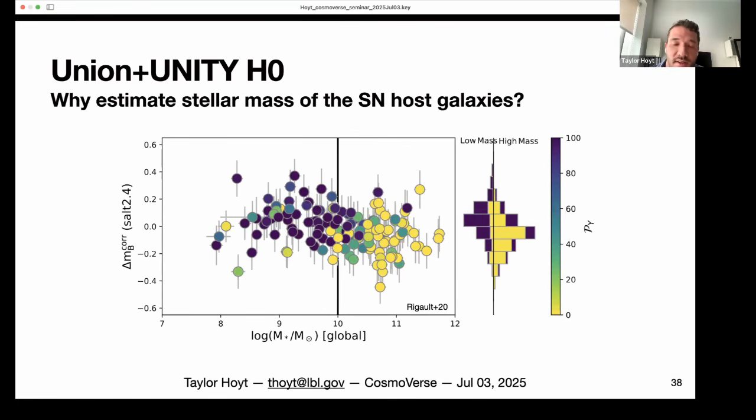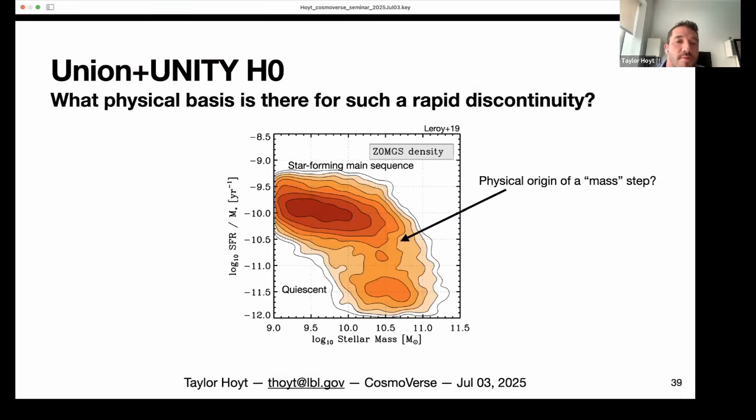This is pretty conventionally fit for and removed in modern supernova analyses. So why does this kind of bizarre step in the Hubble residuals actually exist?